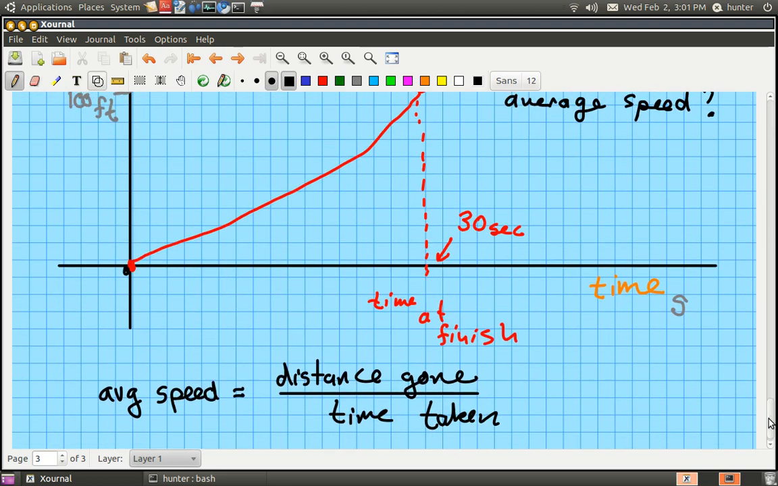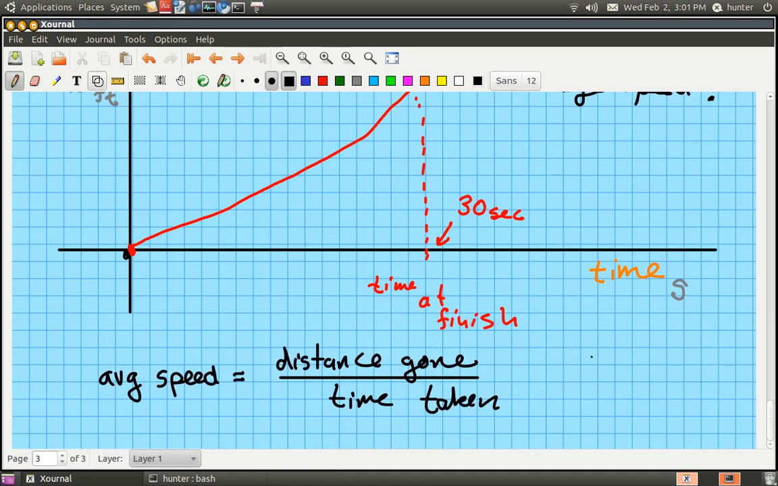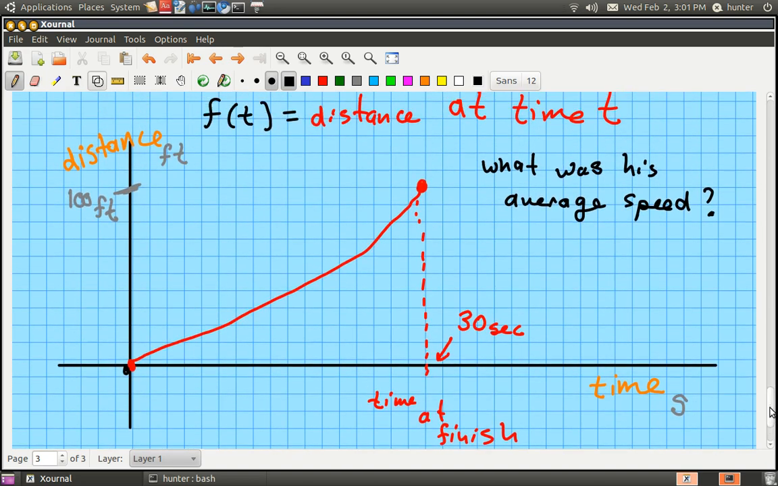First we're going to look at that in this particular situation. We know that he went 100 feet and that it took 30 seconds. So this man's average speed is 100 divided by 30. We can knock that off, so it's 10 divided by 3. Notice that up here in the numerator the units are feet, and in the denominator the units are seconds. So the units for speed end up being feet per second, which makes sense, because that's a unit for measuring speed. So his average speed is 10 divided by 3 feet per second.